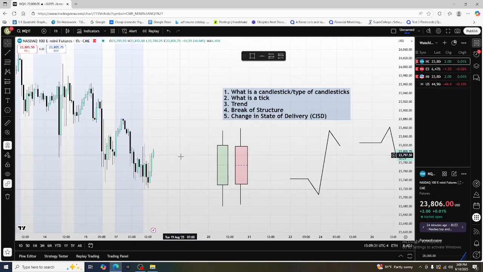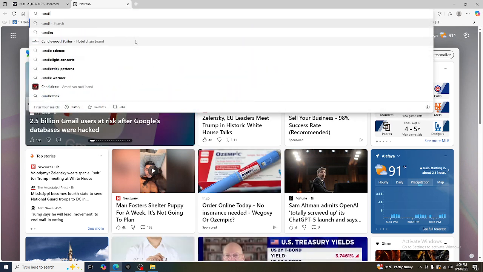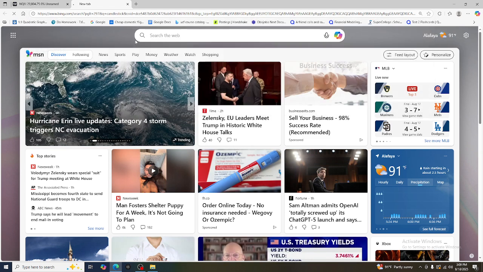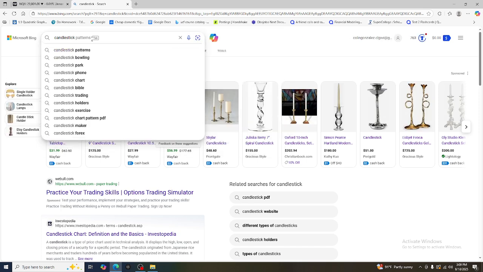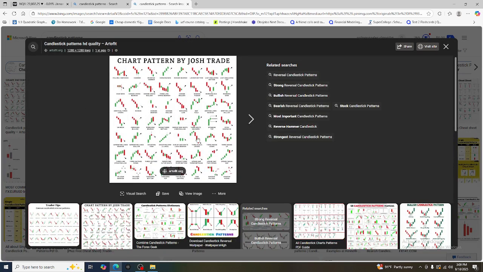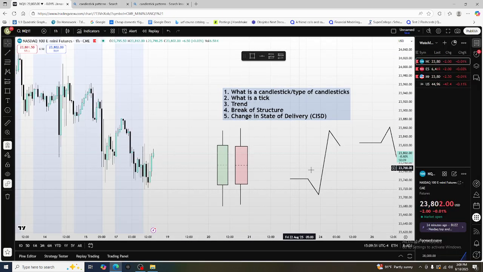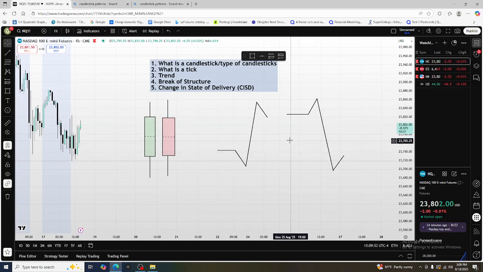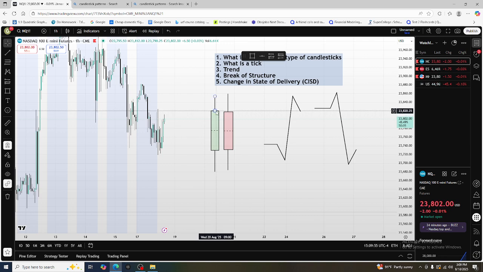There are different types of candlesticks. There's a bunch that you're going to see online. For example, if you search up candlestick patterns, there's a whole bunch. I honestly don't know what any of these are. These are the only couple types I use.